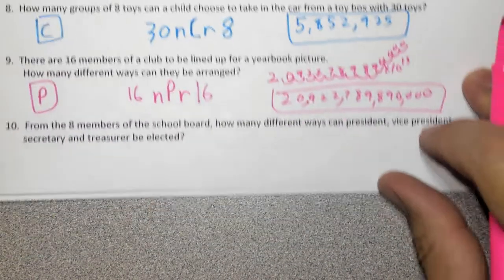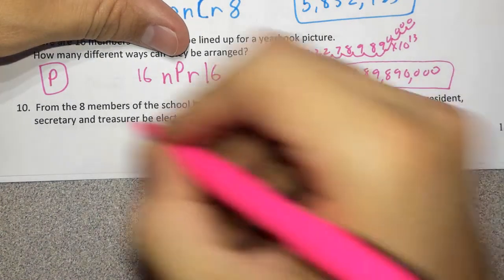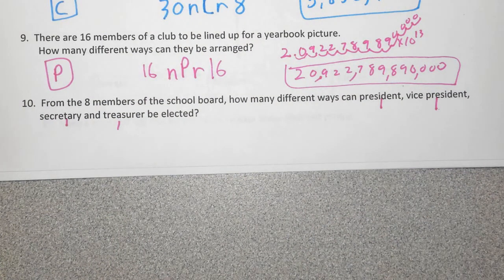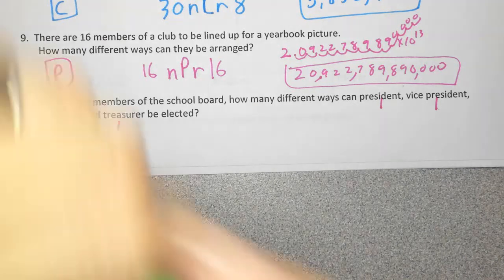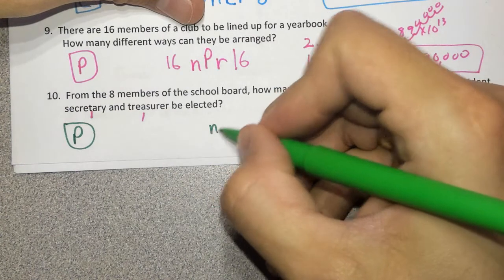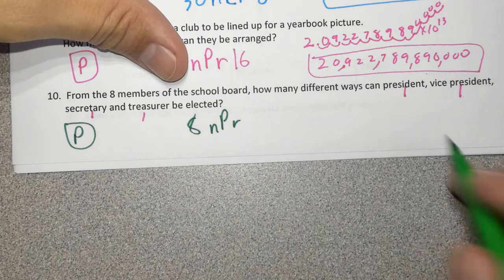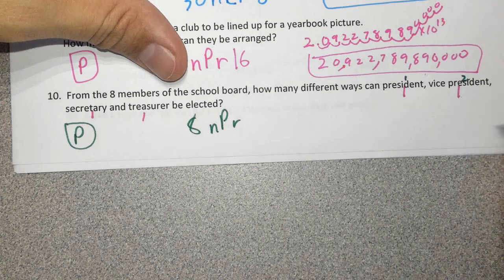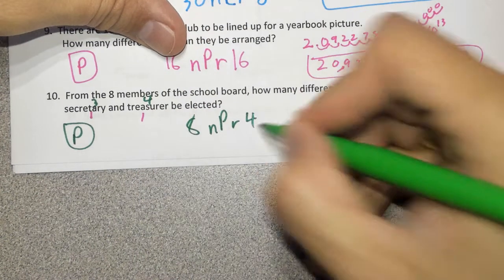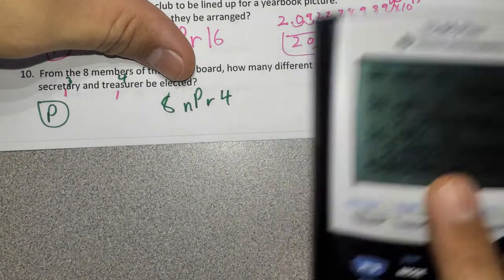Last one on here. From the 8 members of the school board, how many different ways can we elect a president, vice president, secretary, and treasurer? Those are specific people. So we have a permutation again. We're going to use nPr. There are 8 members, and we have a president, 1, Vice President 2, Secretary 3, and Treasurer 4. So we have 4 positions that require a different order. How many options can we do?